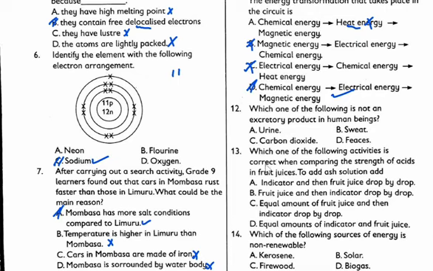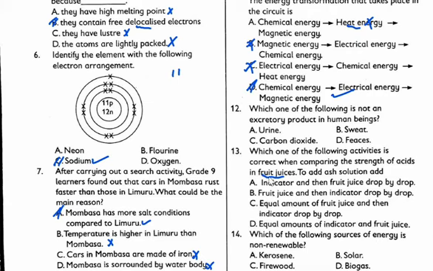Number 13, which one of the following activities is correct when comparing the strength of acids in fruit juices? And then here we have to add as solution. A, add indicator and then fruit juice drop by drop. B, fruit juice and then indicator drop by drop. C, equal amount of fruit juice and then indicator drop by drop. D, equal amounts of indicator and fruit juice.